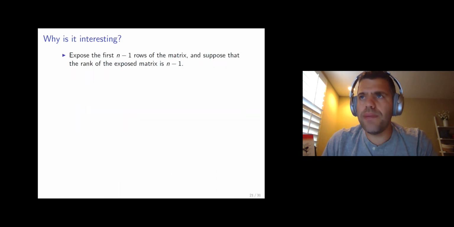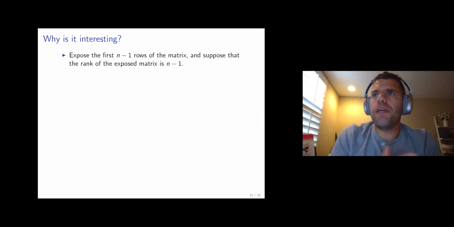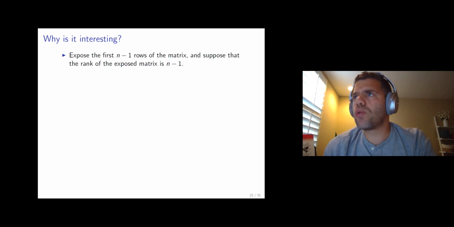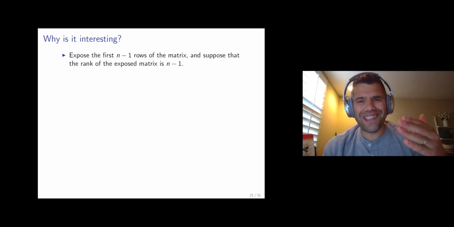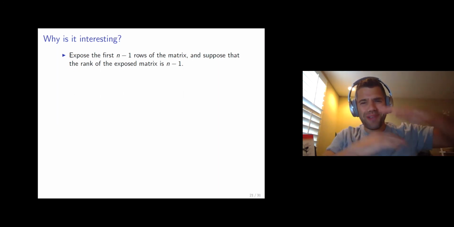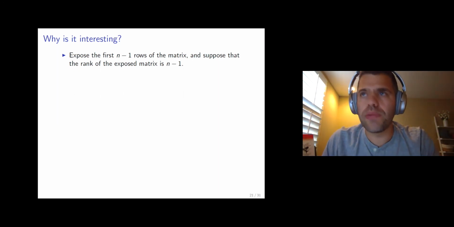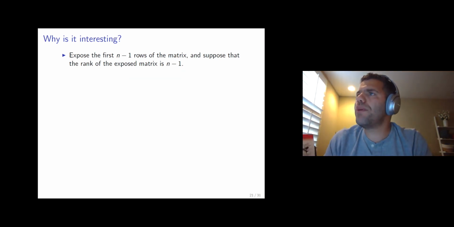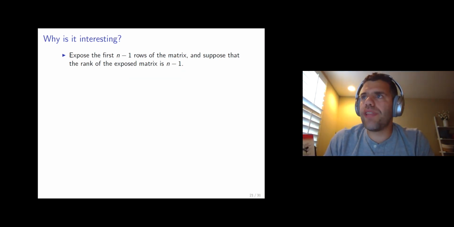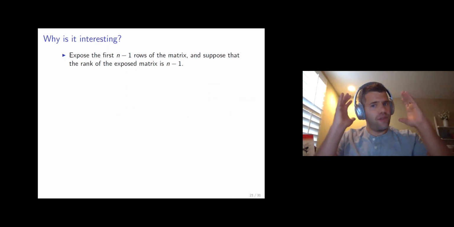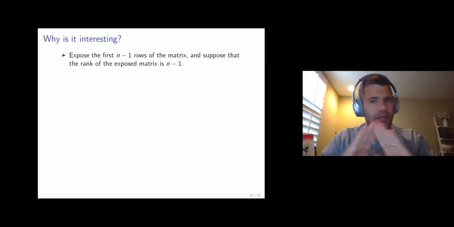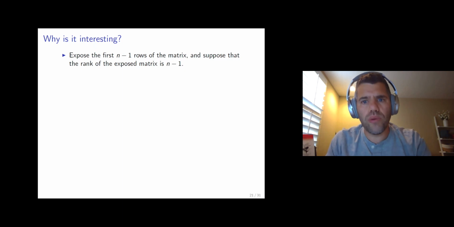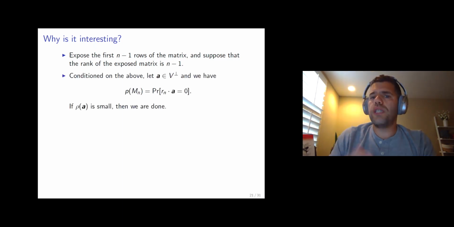And the idea is quite simple. Imagine that we can expose the first n minus 1 rows of the matrix. Not in every model can we say, let's expose the first n minus 1 rows, because then maybe you have already lost all the randomness. But let's imagine that we can, and suppose that the rank of the exposed matrix is exactly n minus 1. So you have an n by n matrix, I give you the first n minus 1 rows, and I also give you a present: I tell you, you don't need to check, the rank is n minus 1. Now, what will you do with the last row? So, condition on the above.